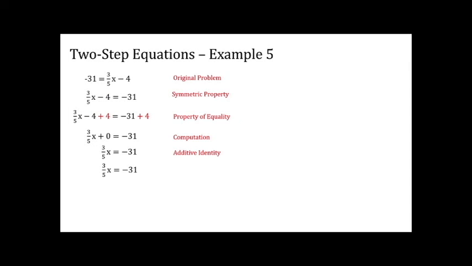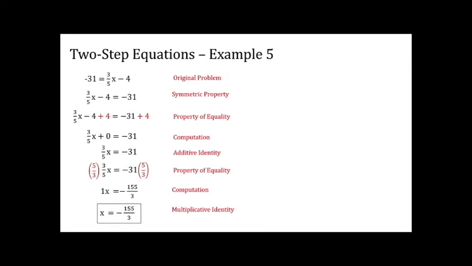I'm then going to go through and use the multiplicative inverse of the 3/5 in order to change it into a 1. Notice I used the property of equality there because I did it on both sides. Becomes the 1. I did do the multiplication, -31 times 5 over 3. That's just computation. I don't need the times 1 because of the multiplicative identity.